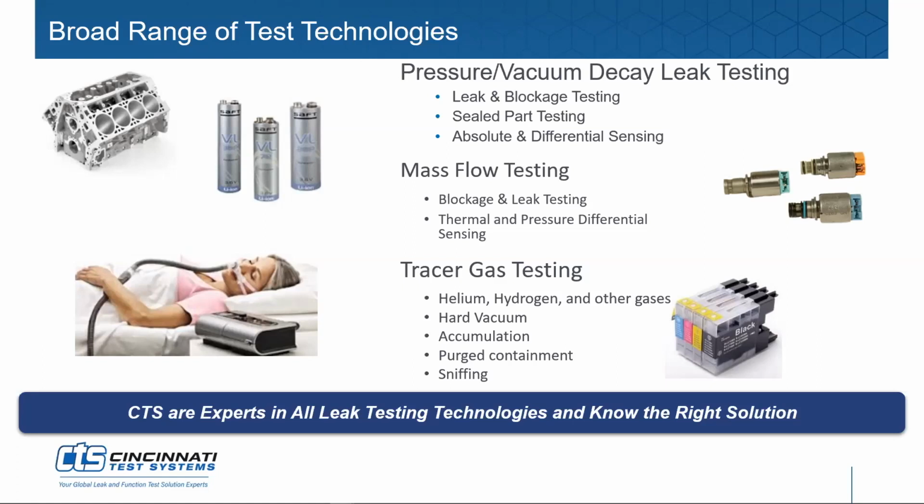And the technologies that we use to test all those requirements: simple pressure decay, vacuum decay leak testing. Those are pressure technologies for leak and blockage testing. We also utilize mass flow technology. We'll talk about that today for blockage and leak testing, and also functional testing of flow through products. And then trace gas testing as you get into smaller molecular type leaks. We use a trace gas, helium, hydrogen, other gases like argon, CO2, and we'll conduct hard vacuum mass spec leak testing, trace gas accumulation, and then purge containment and sniff testing.